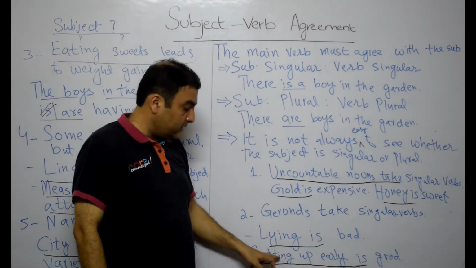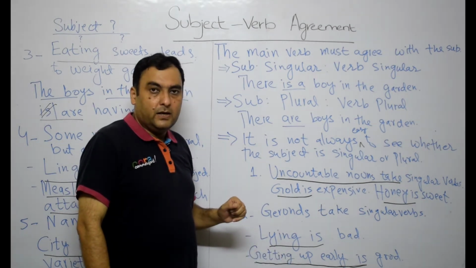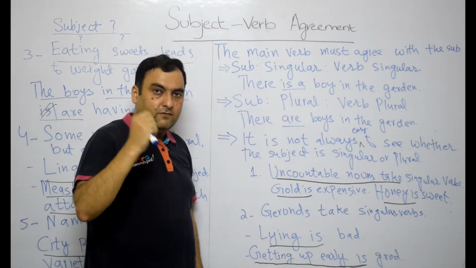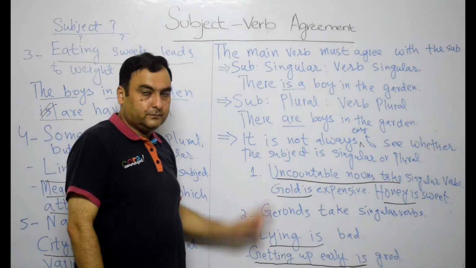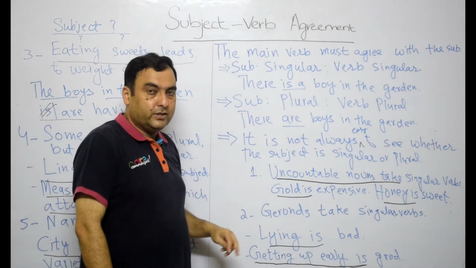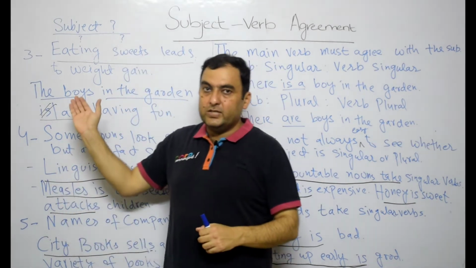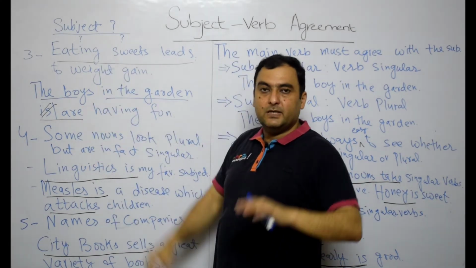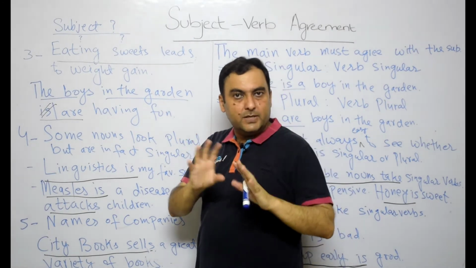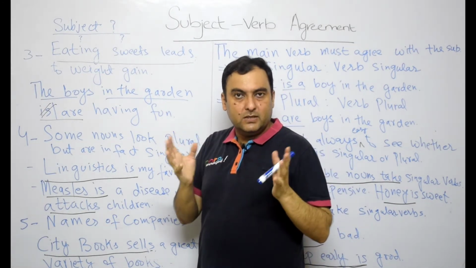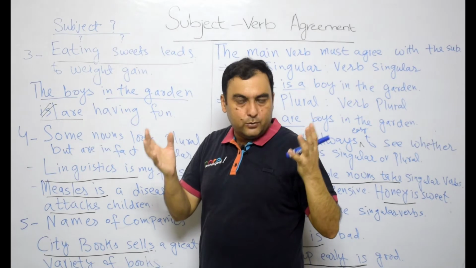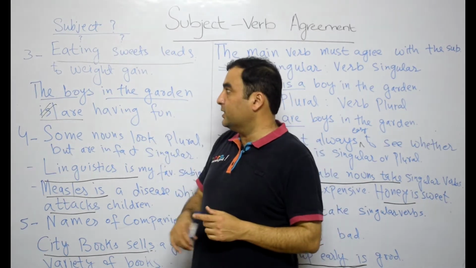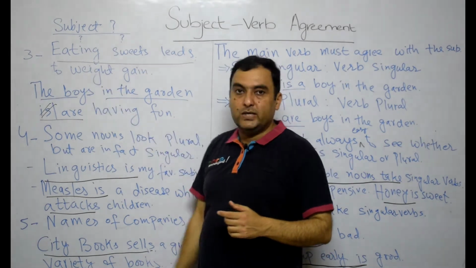Another example of a gerund is getting up early is good. So getting up early is the subject and the verb used is singular. That's the second situation. 3 more tricky situations on this side of the board. Sometimes it's a bit hard to see what the subject is. So we might have 2 nouns at the beginning of a sentence. So what to do in that situation? For example, here we have eating sweets.